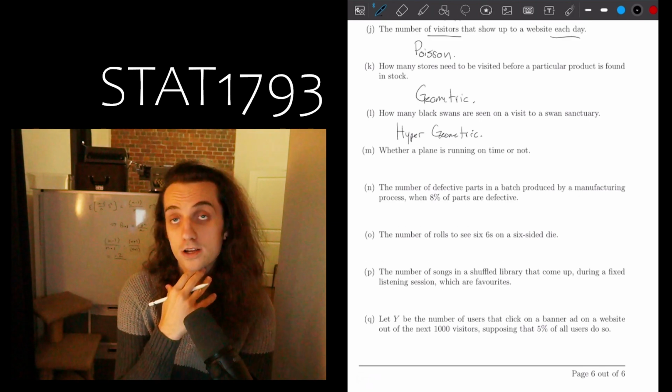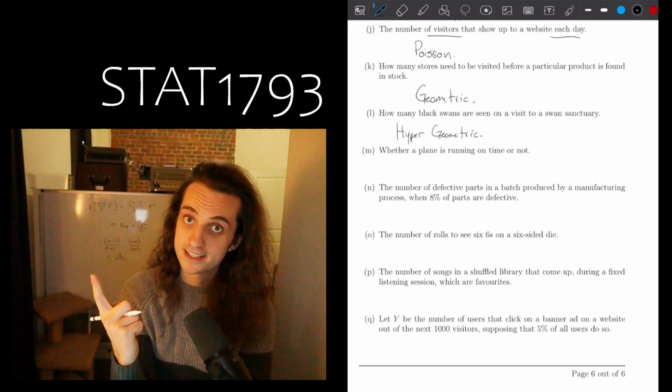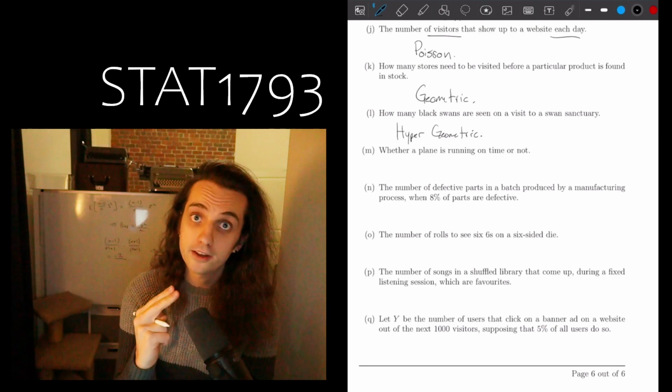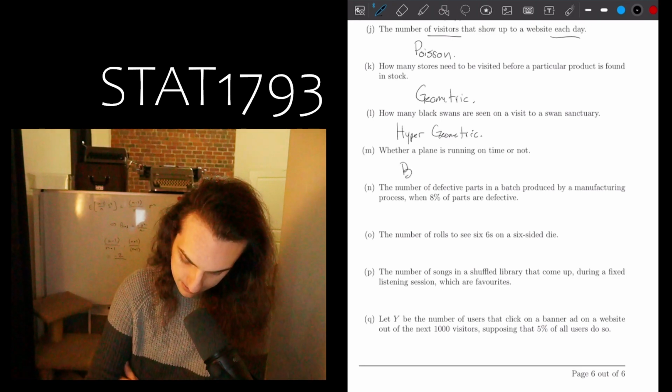Is the plane running on time or not, right? Two options exactly. It either is or it isn't. Success, failure, 1, 0. Anytime there's only two options, we immediately think Bernoulli.